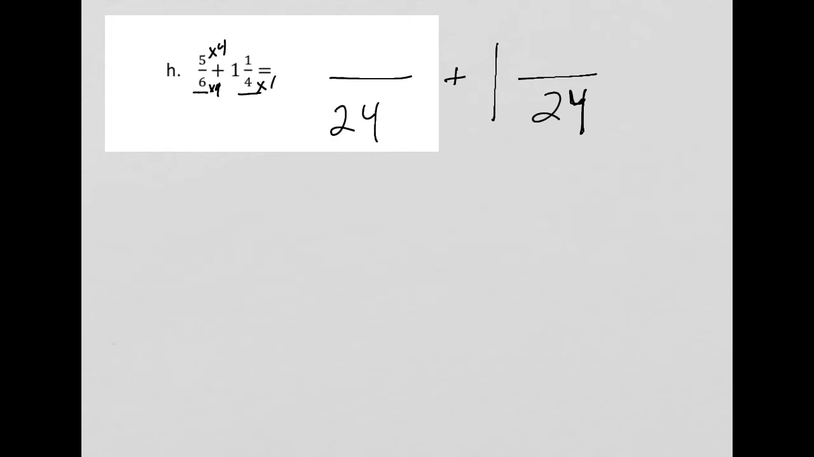4 times 6 is 24. So I need to do 1 times 6. Now I can rewrite my fractions completely. 5 times 4 is 20. 6 times 4 is 24. So that's my first fraction.